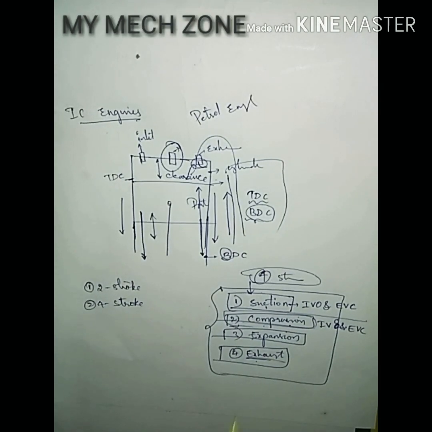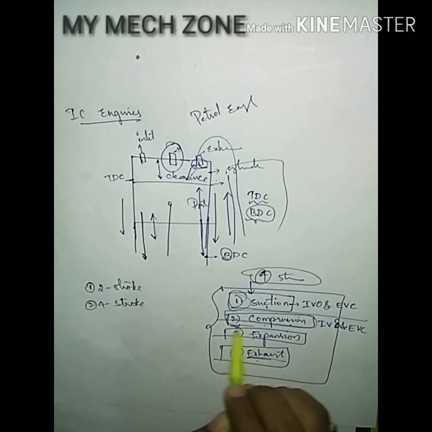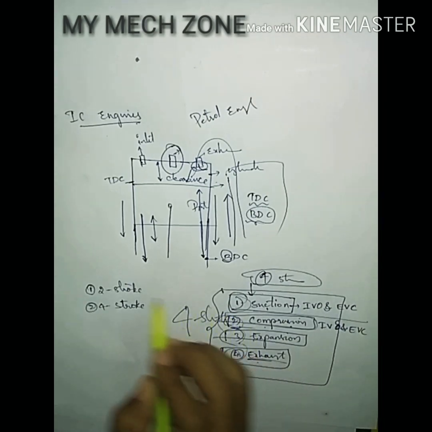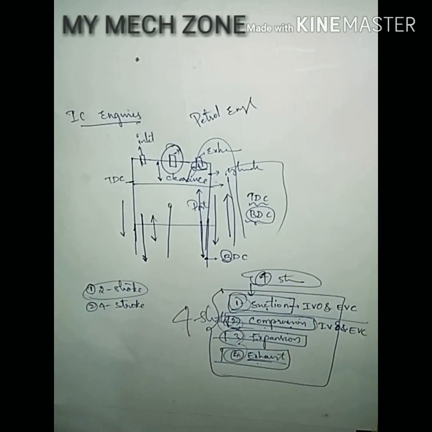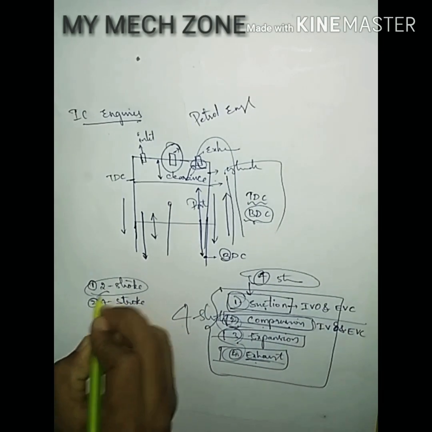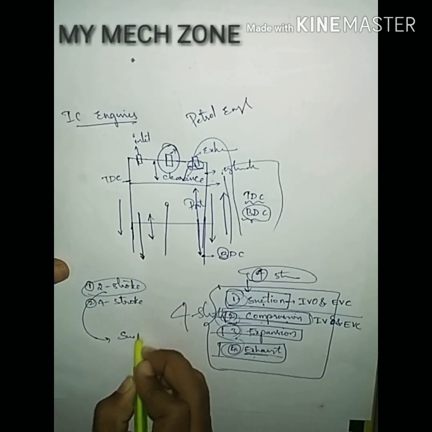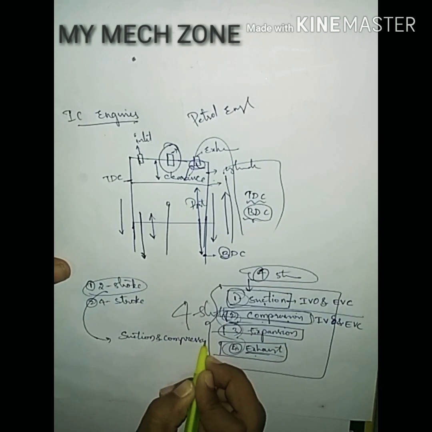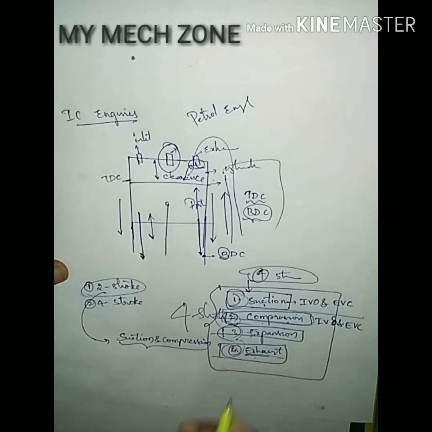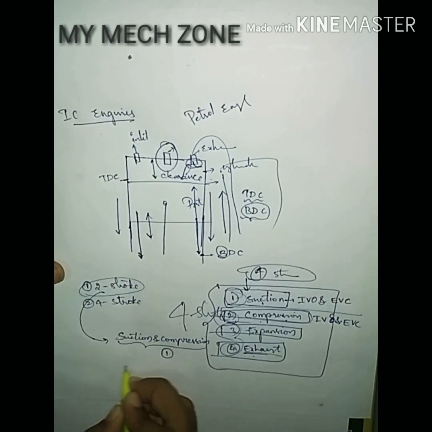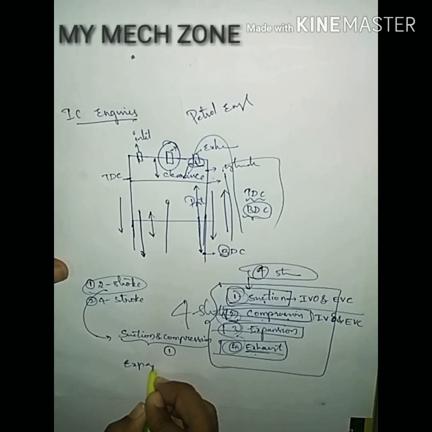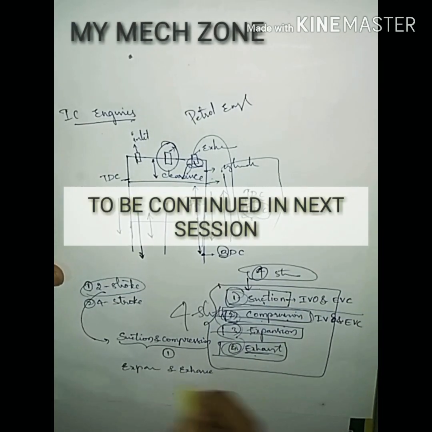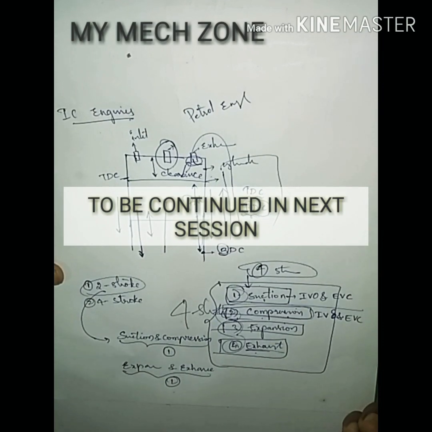Fine. If we consider each stage as one stroke, then it is called a 4-stroke engine. If we come to the 2-stroke engine, in a 2-stroke engine the suction and compression happen in one stroke, and expansion and exhaust happen in the other stroke, in which 2 strokes are completed, right?